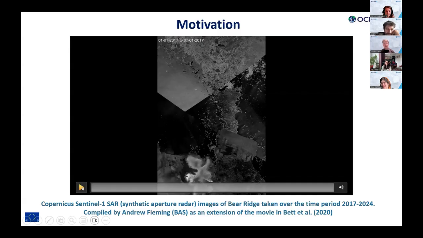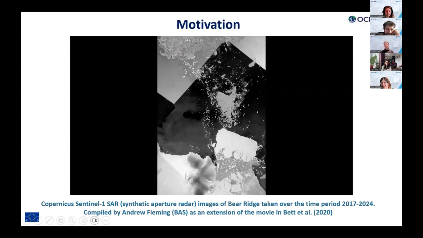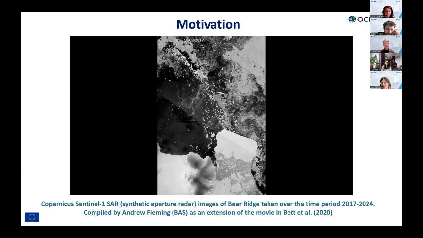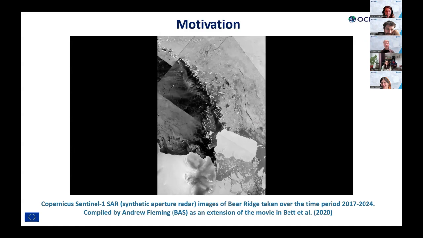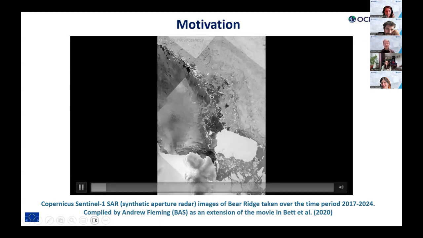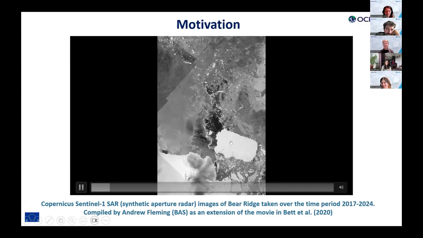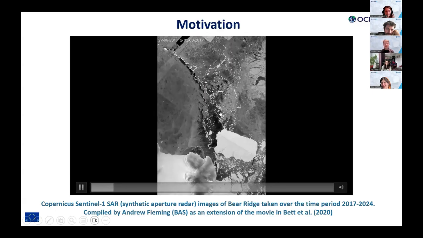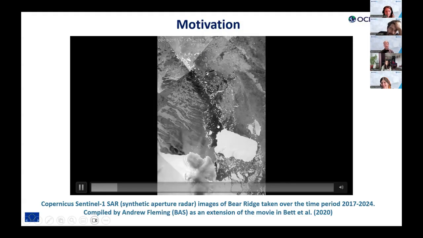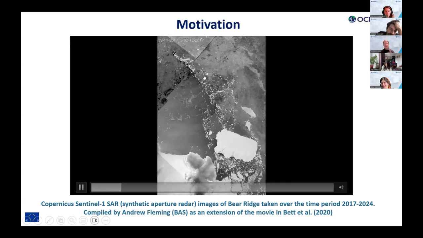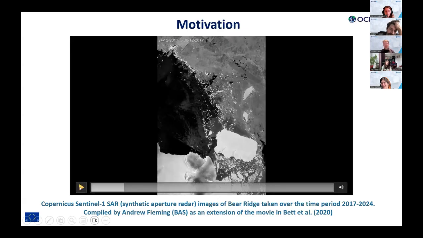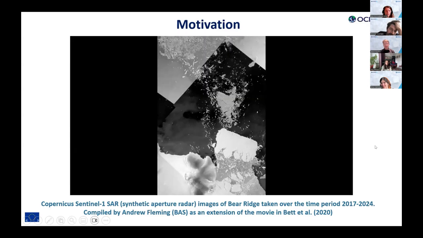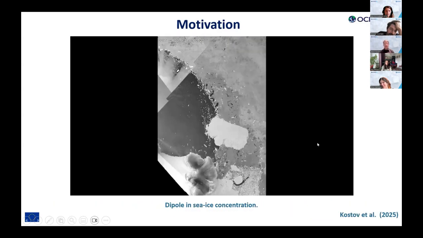Another colleague from BAS, Andrew Fleming, has compiled this sequence of satellite images focusing on Bear Ridge in the Amundsen Sea, this shallow bit, where you can see that a lot of icebergs of various sizes, some huge tabular ones as well as medium and smaller ones, ground and remain in these positions for a long time. You may notice that in some of these satellite images, it's quite clear that besides this grounding of icebergs, we can discern a different phenomenon as well.